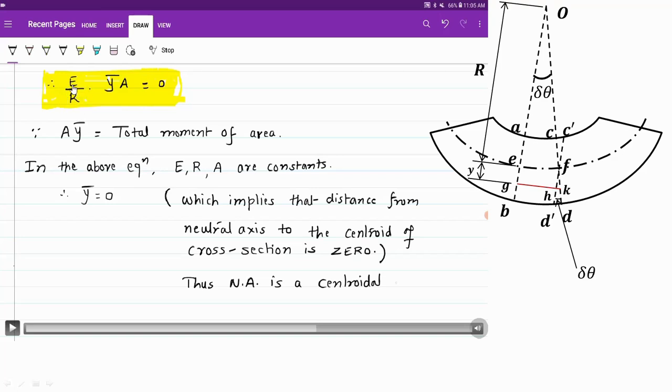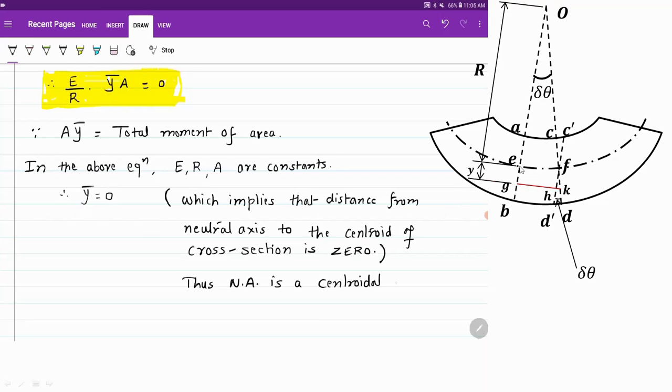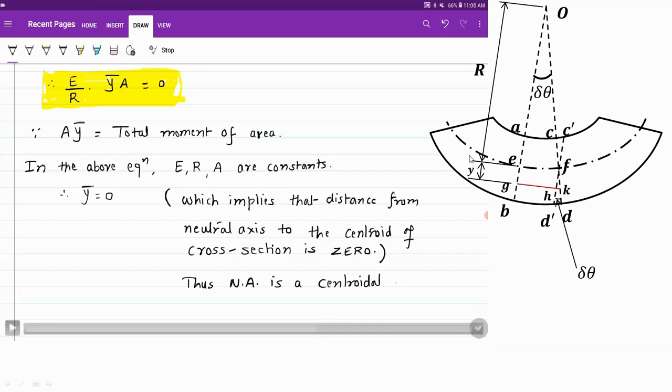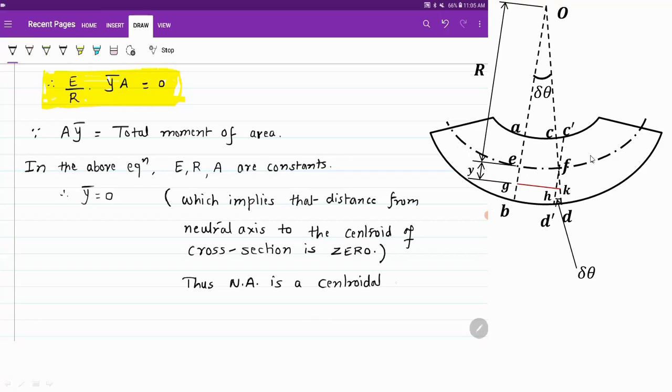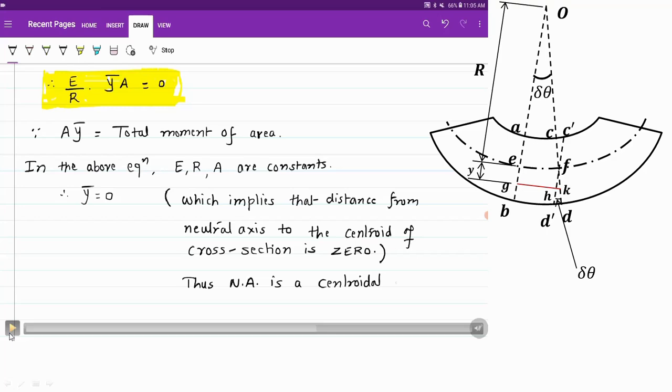In this highlighted part, we can say that E is constant, that is modulus of elasticity. The radius of curvature is also constant. Area of the element is also constant. So if all these terms are constant, ultimately y bar has to be equal to 0 because right hand side is 0. Y bar is equal to 0 indicates that this distance y is 0. Y will be 0 when we can say that GH is coinciding with EF. In other words, it is neutral axis itself or neutral layer itself, and this particular axis is nothing but our centroidal axis also, so we can say that neutral axis is the centroidal axis.